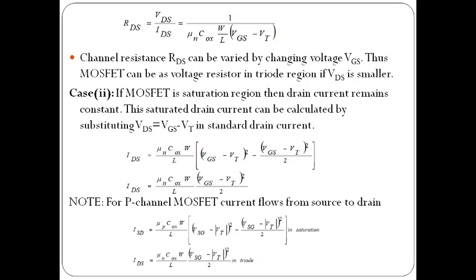For the same drain current equation for the P channel MOSFET, we can write ISD equals to mu p Cox W by L ((VSG minus VT) VSD minus VSD square by 2) in the triode region. Sorry, here I mentioned mu n, just consider it as mu p. So in saturation, ISD equals to mu p Cox by 2 W by L (VSG minus VT) whole square.